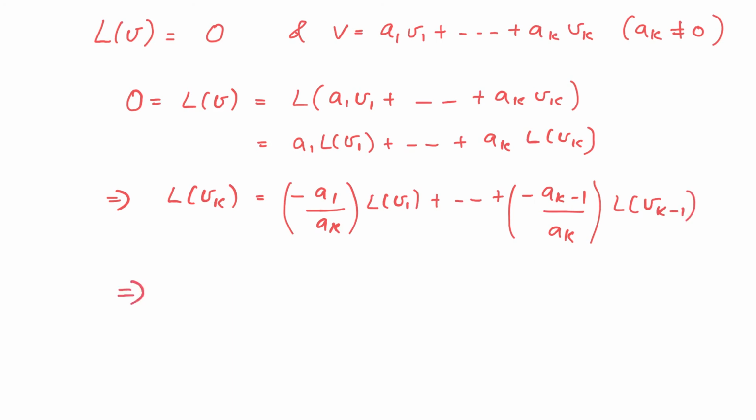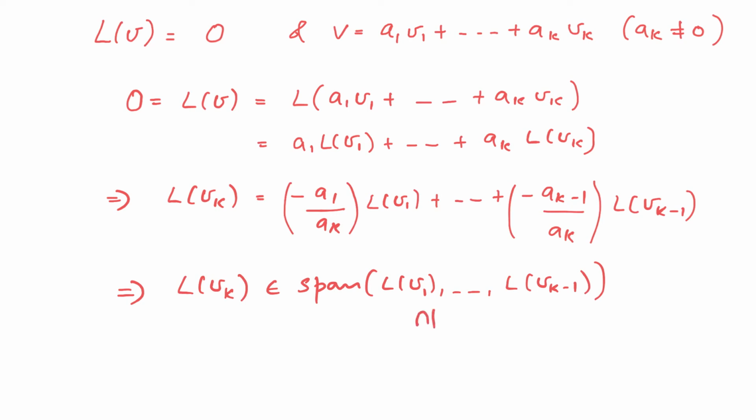This implies that L of vk belongs to the span of L of v1, L of v2, etc. up to L of vk minus 1. But L of v1, L of v2, L of v3, etc. up to L of vk minus 1 all belong to the span of v1 to vk minus 1. Thus, this is contained inside the span of v1 to vk minus 1.